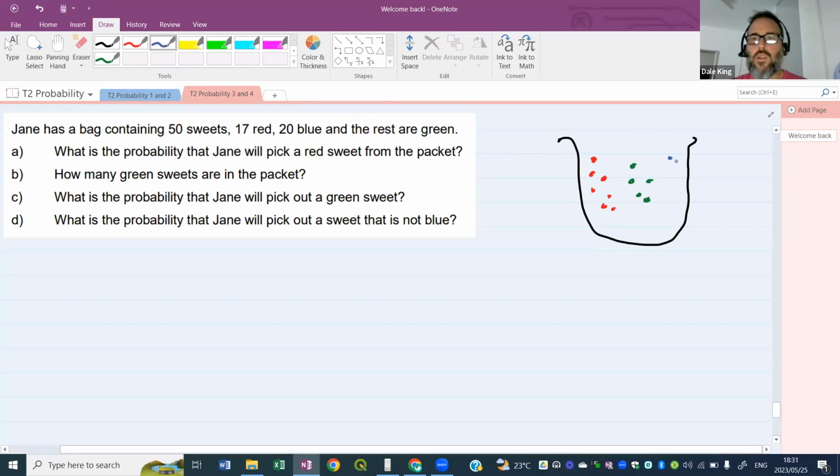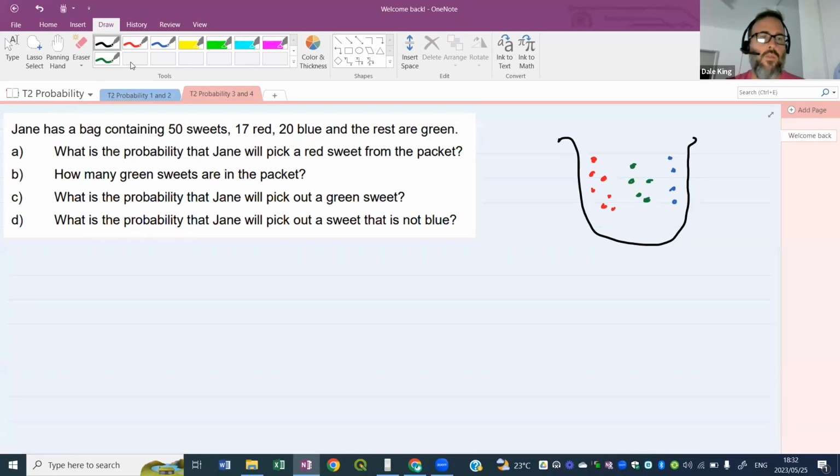And there are some blue ones. So there's a bag full of sweets. There's red, green, and blue in the bag. Here come the questions. No tree diagram, nothing for this. Let's have a look at it. A, what is the probability that Jane will pick a red sweet from the packet?